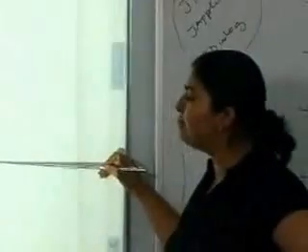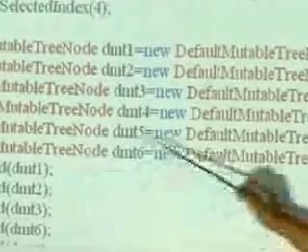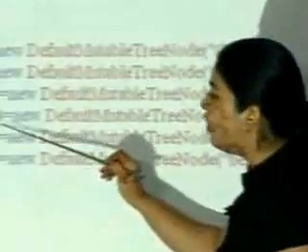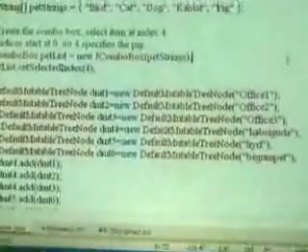Now I want to add Habsiguda and Begumpet, these two nodes, under Hyderabad. So what am I going to do? I am going to make use of this D5 and I am going to add D6, that is nothing but Begumpet, as well as D4, that is nothing but Habsiguda, under D5. So I am going to say D5.add D4, D5.add D6. Okay, so that's what I have done over here.